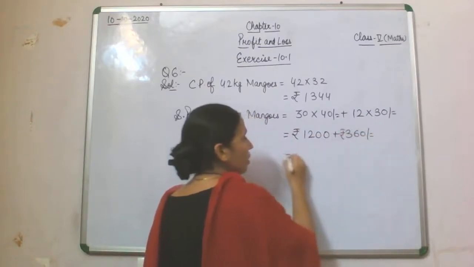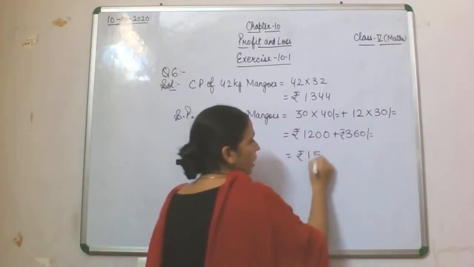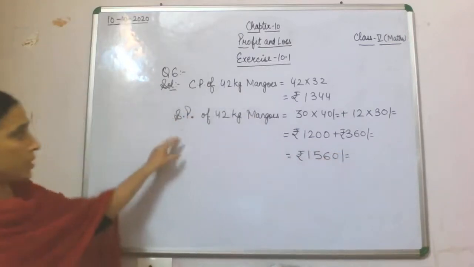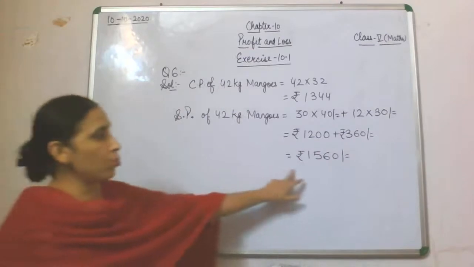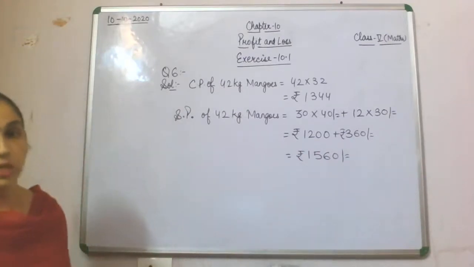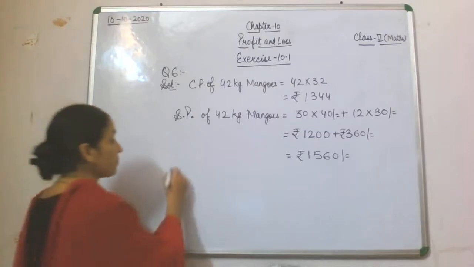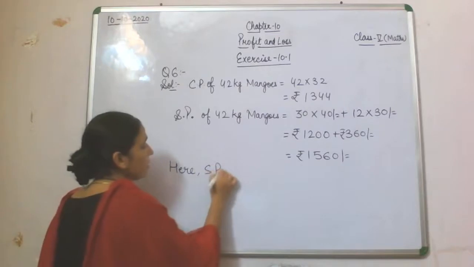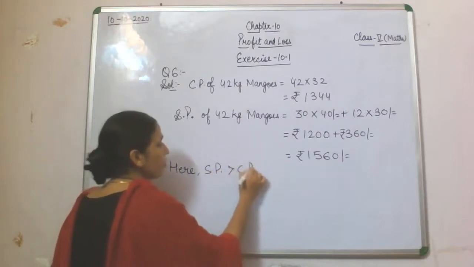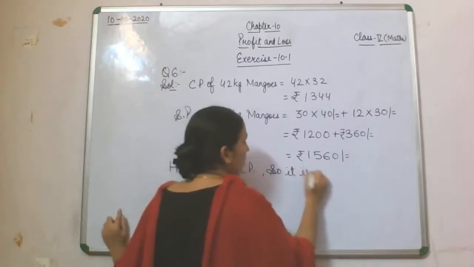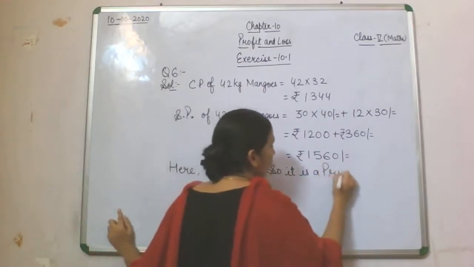Fine. Do the total. Now this will be your total. Now see, this selling price of 42 kg mango will become rupees 1,560. So here SP, selling price, is greater than cost price, so it is a profit. So it is a profit.